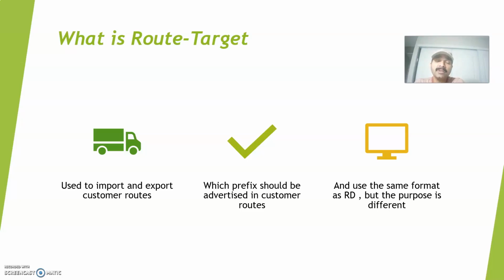RD is a route distinguisher, which is used to distinguish between several customer routes. There can be several customers that use the same prefix value. In that way, we can differentiate by assigning a unique RD value to separate customers. RT is a route target, which is used to import and export the customer routes across the MPLS cloud. These are the key points you have to understand about VRF, RD and RT.